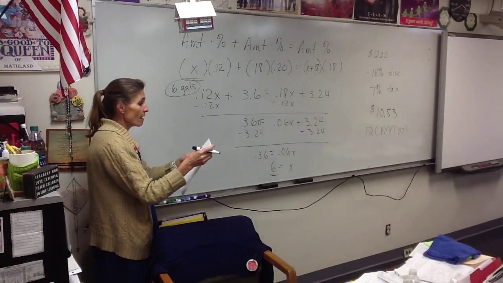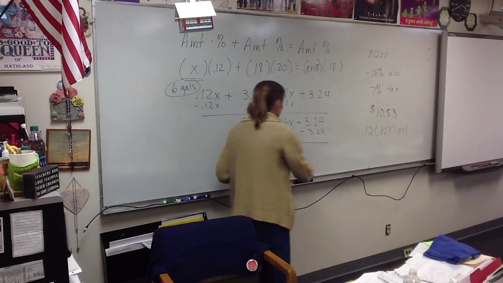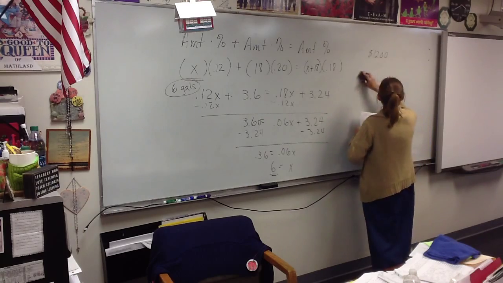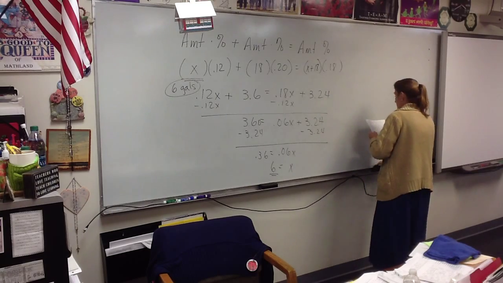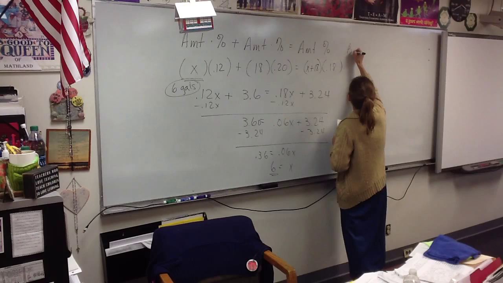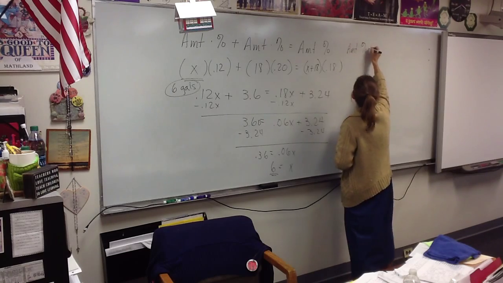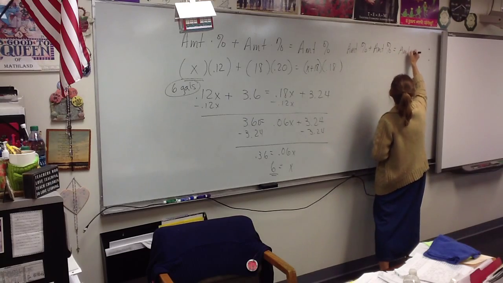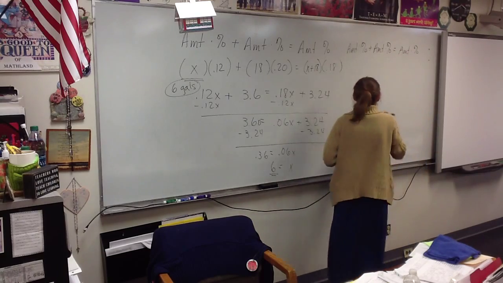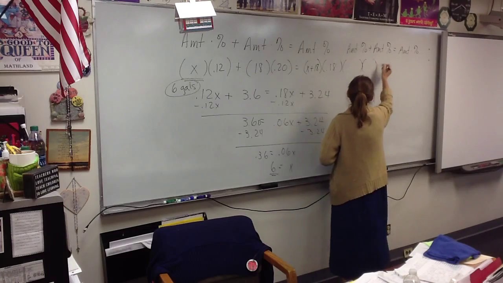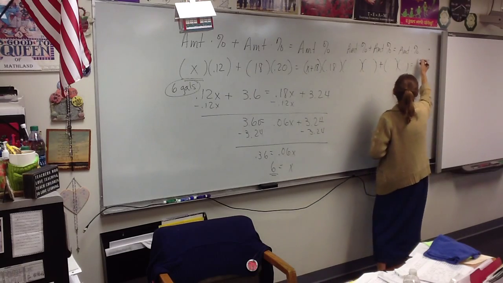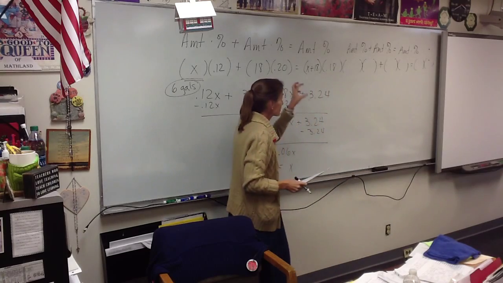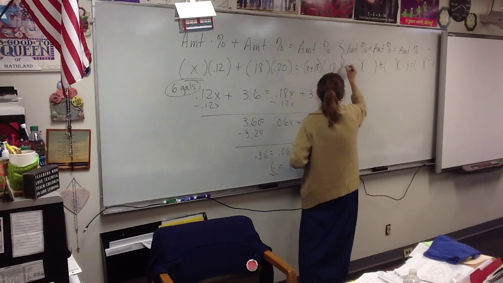All right, let's look at I. I is exactly the same scenario, only now we're making sugar solution. So we're going to take amount times percent plus amount times percent equals amount times percent. 1, 2, 1, 2, 1, 2. Here we go. 6 things that need filled in.